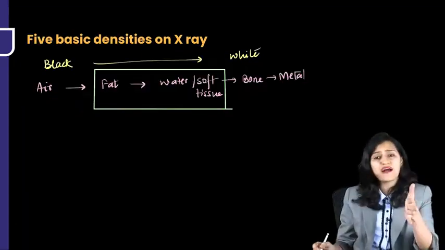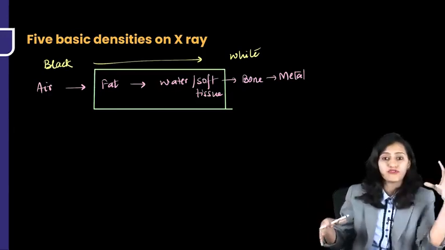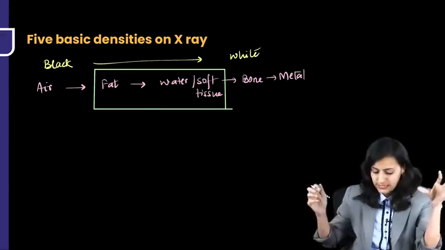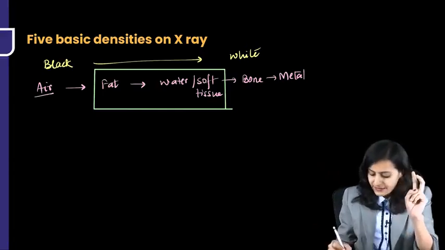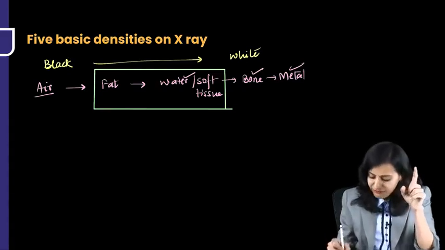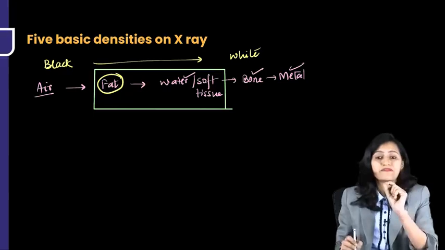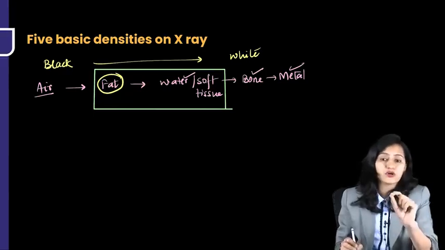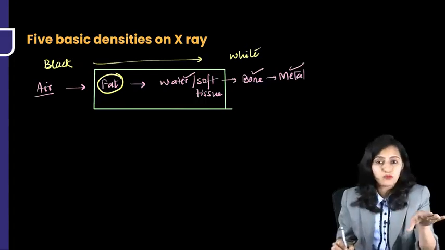Next one, which are the 5 basic densities of X-ray? If I tell you to arrange these substances from most black to most white: most black is air, subsequently comes fat, then you have water, bone and then metal. But remember that fat, this is where the majority of students tend to make a mistake. Fat appears dark on X-ray, less dark than air but more dark than water.